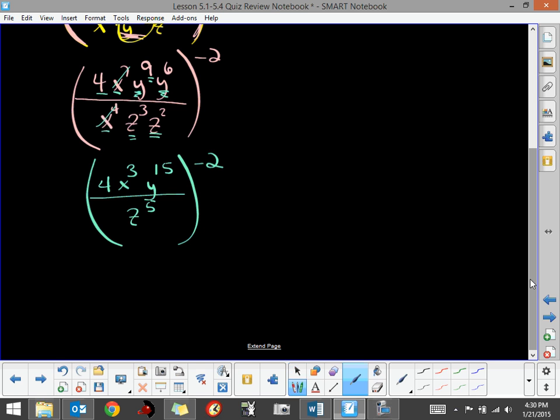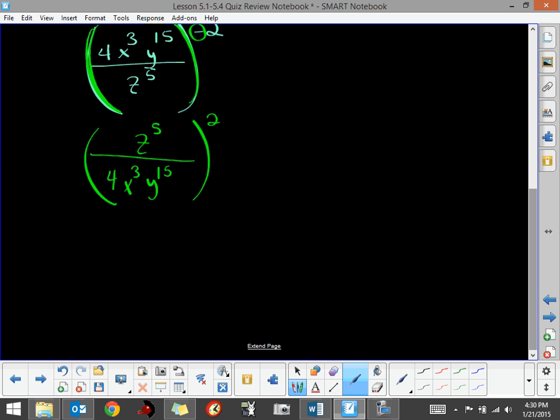Now I've done everything I can to simplify the inside. Now I want to work on my negative exponent. The meaning of that negative exponent is always to reciprocate the number that is being raised to that power, which is this entire fraction. So we're going to reciprocate the entire fraction. So it's z to the 5th over 4x cubed y to the 15th. And all we did is reciprocate, we still have it squared.